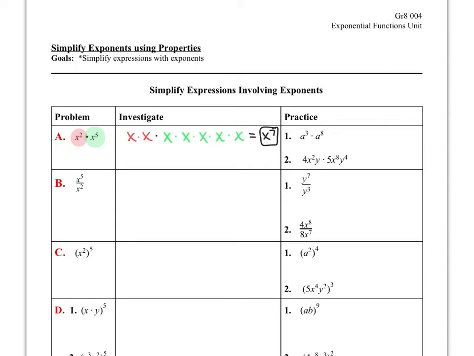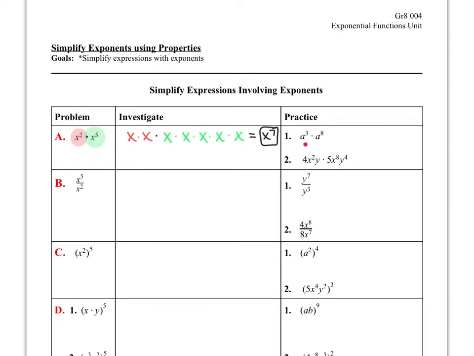If you noticed that the two exponents, 2 and 5, were just added together to get 7, that's the shortcut. So if we're multiplying and the bases are the same, our shortcut tells us that we can add the exponents. Let's practice that with number 1.